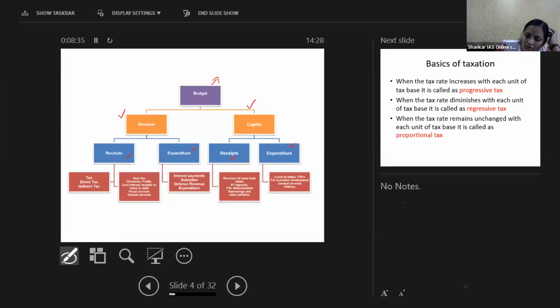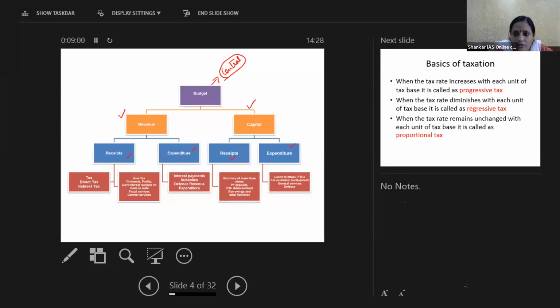Budget is for the central government. What we are learning today corresponds to central government. We are not studying anything about state government's budget today. There are differences between these two things. What is an expenditure for the central government can become a receipt for the state government. So I'm not teaching you anything on the state government's budget today. We are going to learn only about the central government's budget, right?